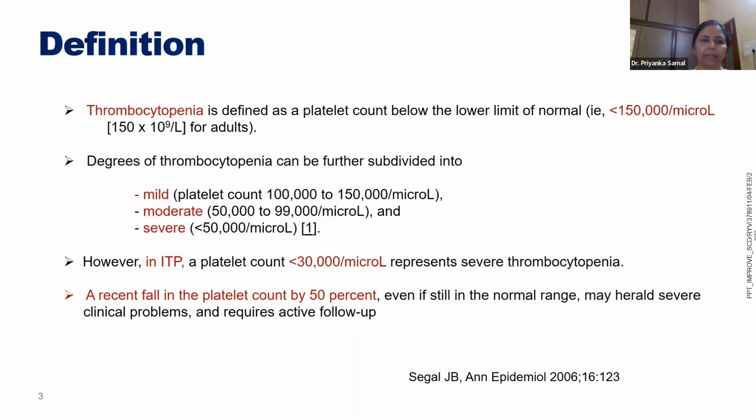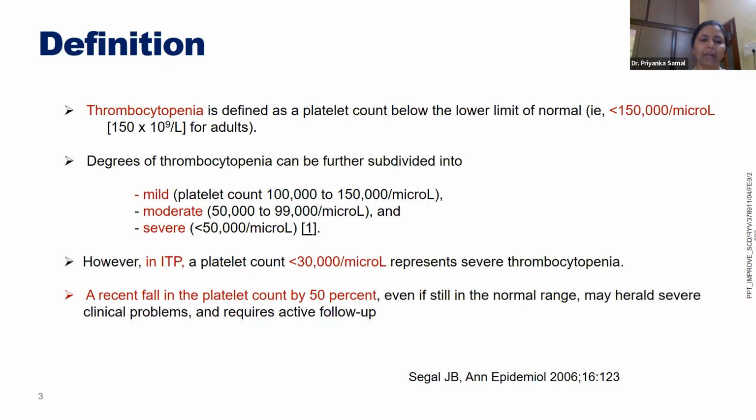So as we move ahead, thrombocytopenia is defined as a platelet count below the lower limit of normal. That is, if we look into the literature or a lab value, then less than 1.5 lakhs for adults is what is defined as thrombocytopenia. And the degrees are variable, like mild, moderate, and severe. Mild is something which ranges between 1 lakh to 1.5 lakh, and for us as hematologists, it is almost normal. Moderate is 50 to 1 lakh, and severe is less than 50,000.